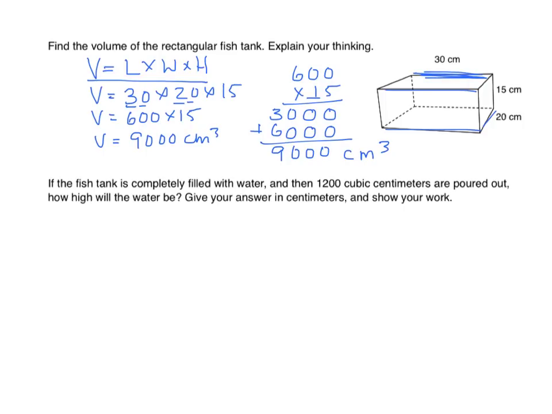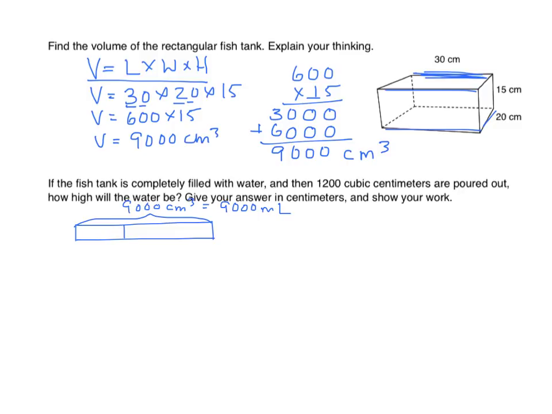So now, let's see what complications they add here. If the fish tank is completely filled with water, then 1,200 cubic centimeters are poured out. How high will the water be? Give your answer in centimeters and show your work. Well, I'm going to make a little tape diagram here. We originally had 9,000 centimeters cubed. And by the way, just as a reminder, a centimeter cubed is the same as a milliliter, so that could be 9,000 milliliters.